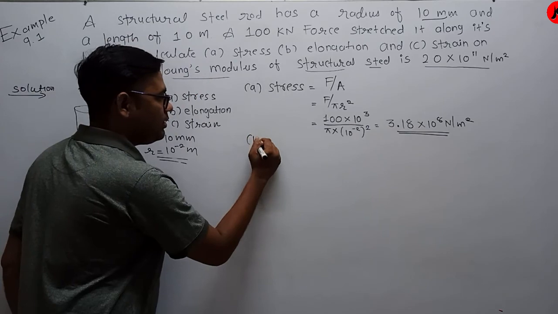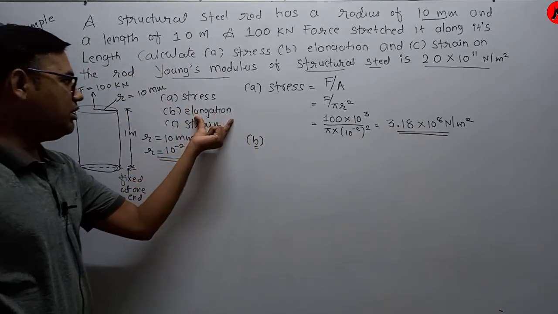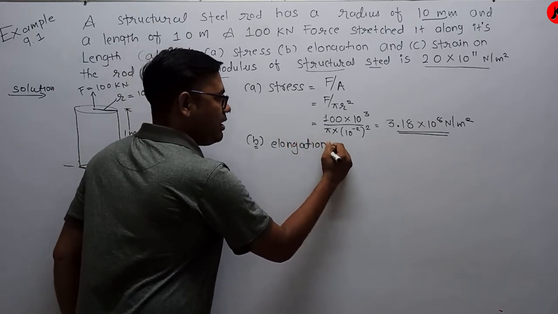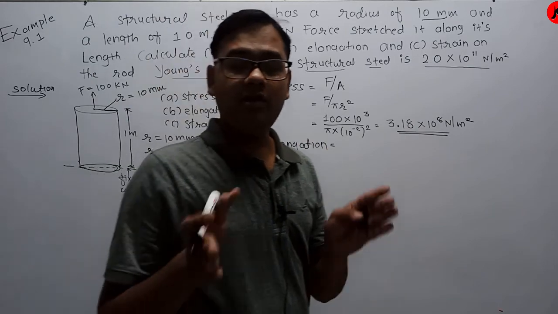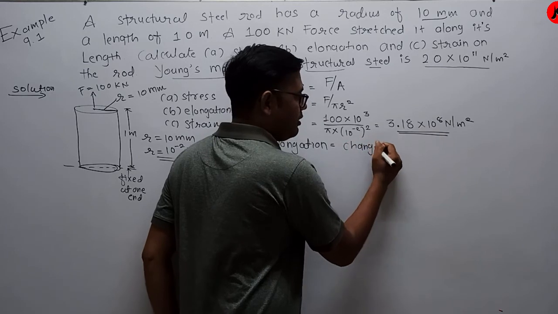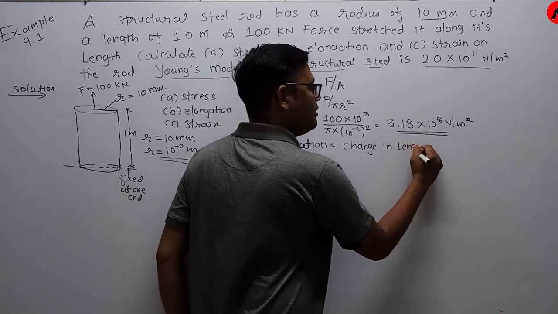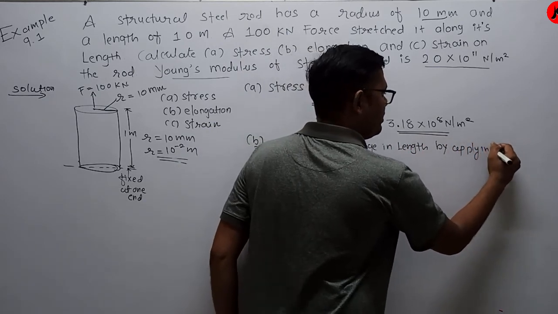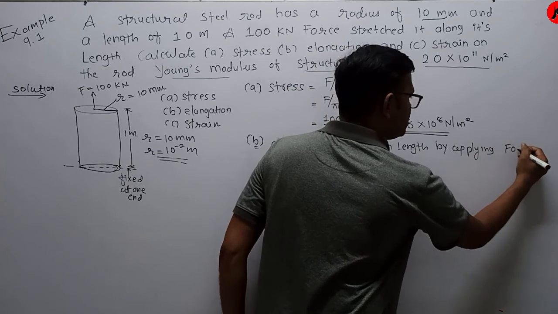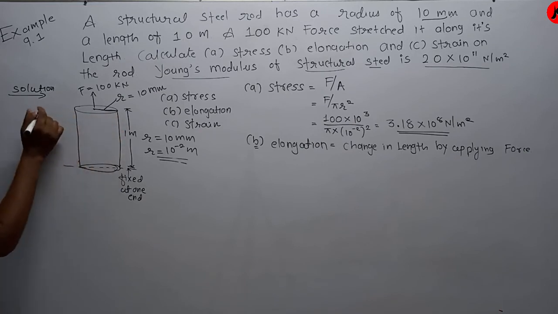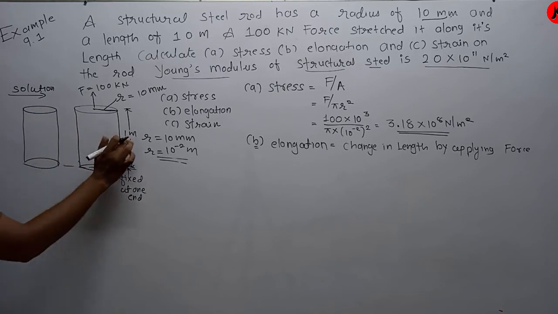Now B. Here what do we need to calculate? Elongation. And what do you mean by elongation? Elongation is simply the change in length by applying force, right? Here if we apply the stretching force, it may be possible that the length of the cylinder will be changed. Here the length of the cylinder is 1 meter.